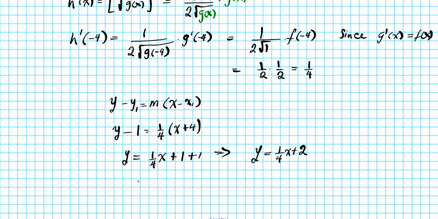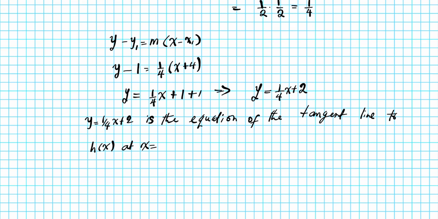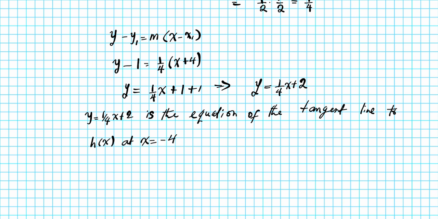So this is the equation. Y equals 1/4 x plus 2 is the equation of the tangent line to h of x at x equals, what was the x value again? X equals -4. All right, so there goes your final answer.